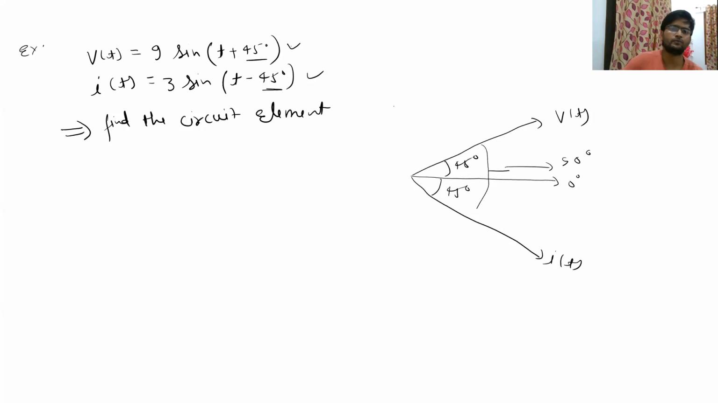So in which case does the voltage lead the current? Here the voltage is leading the current by 90 degrees. In an inductor case, right? So in this circuit, the equation for voltage and current is given and you have to find that element and its value. Clearly, since voltage leads the current by 90 degrees, the element is definitely an inductor, and to find its value, we have to do some calculations.